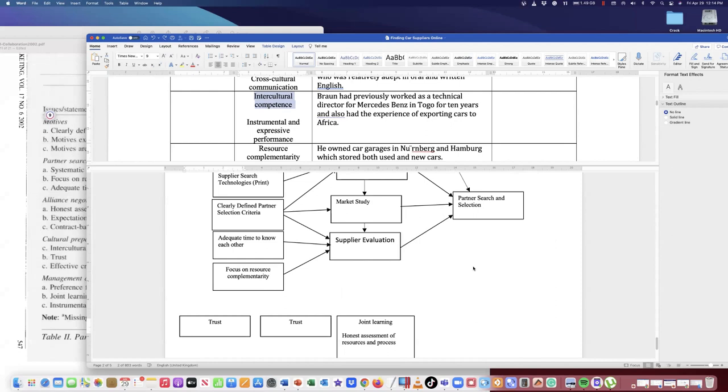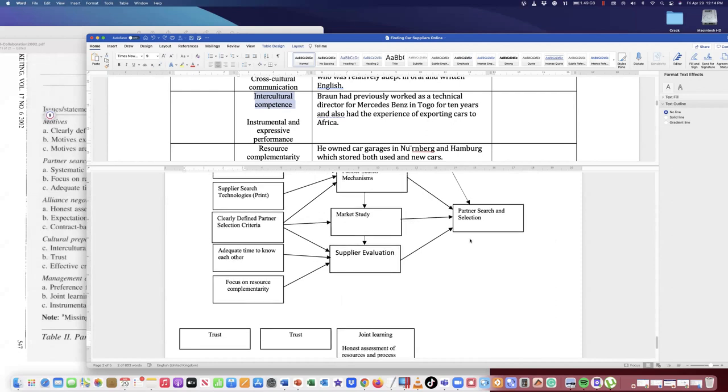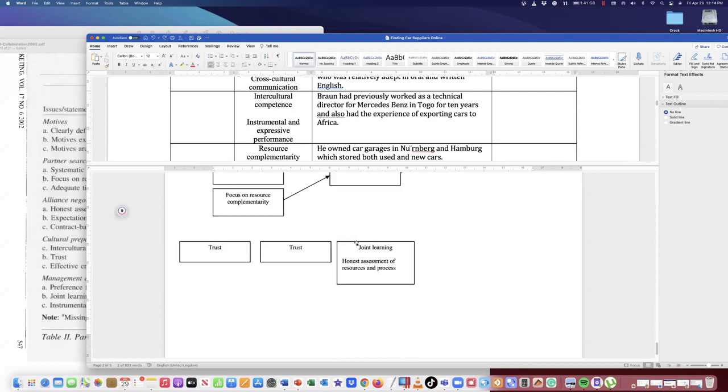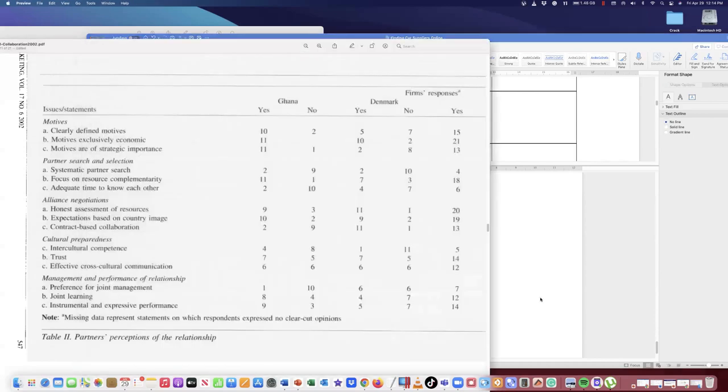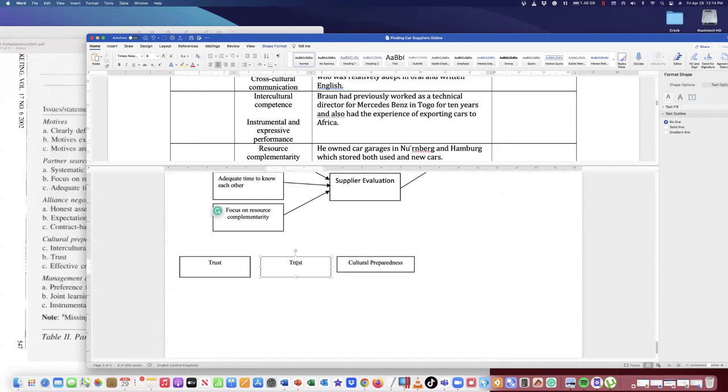So let me ask a question. We have a market study, and then we have supply evaluation. So to supply evaluation, let's draw it well. You have cultural preparedness. Then underneath you have all the things that will fall underneath that one. Then you have another one called management and performance relationship, performance evaluation.